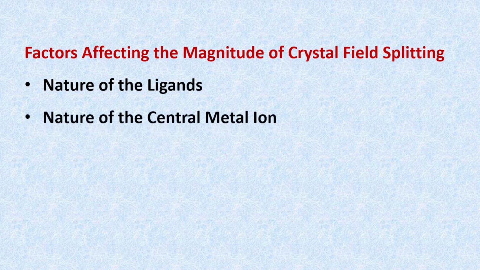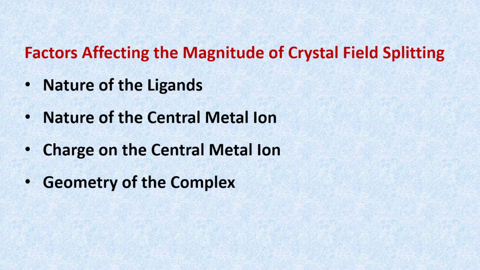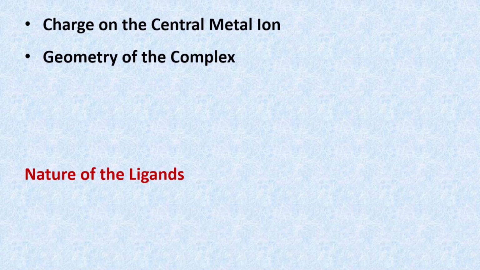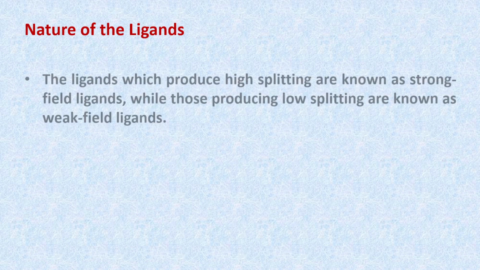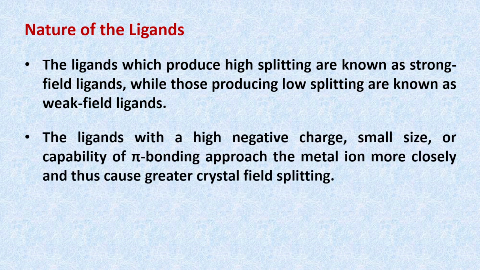Four factors affecting the magnitude of the crystal field splitting are nature of the ligand, nature of the central metal ion, charge on the central metal ion, and the last one is geometry of the complex. Let us discuss the first one in detail, nature of the ligand. The ligands which produce high splitting are known as strong field ligands, while those producing low splitting are known as weak field ligands. Ligands with high negative charge, small size, or capability of pi bonding approach the metal ion closer and cause greater crystal field splitting.